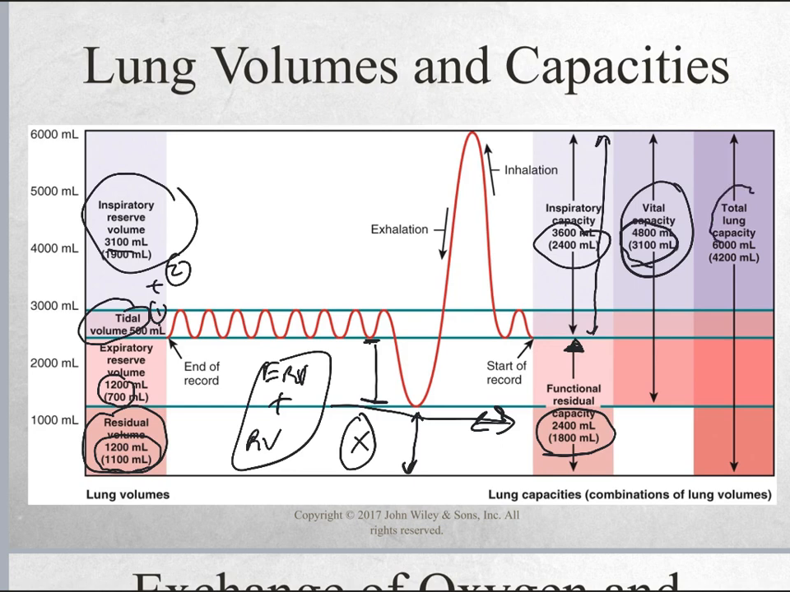TLC, unfortunately, it does not stand for tender loving care here. This is total lung capacity, and for females 4,200 mils and about 6,000 mils for males, and this takes into account everything: IRV plus tidal volume plus ERV plus residual volume to get our total lung capacity.